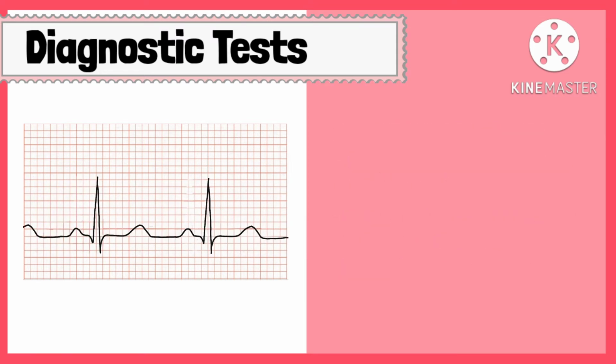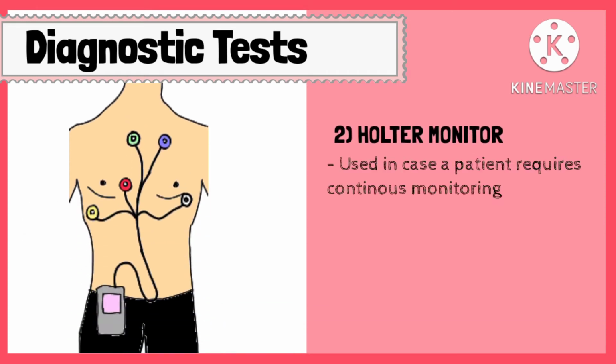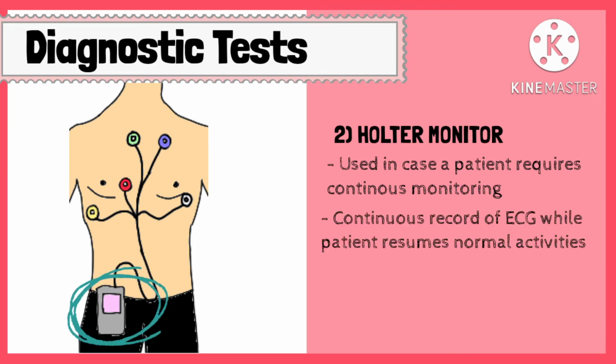A patient may need to wear a Holter monitor in case the patient has to be monitored continuously. This Holter monitor is a device that continuously records ECG of the patient while the patient resumes normal activities. Based on their recordings, a diagnosis can be made.